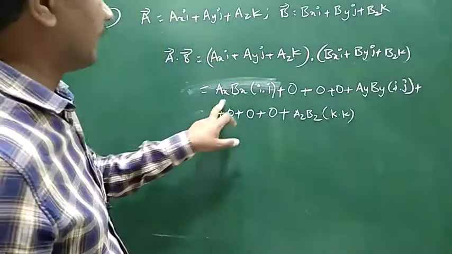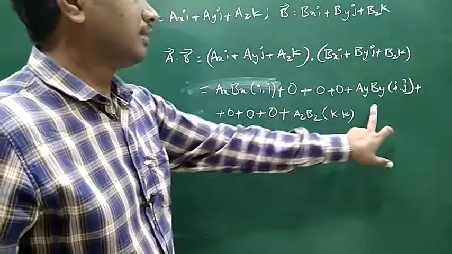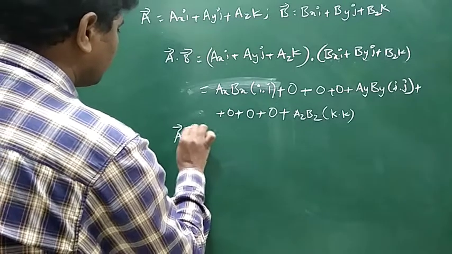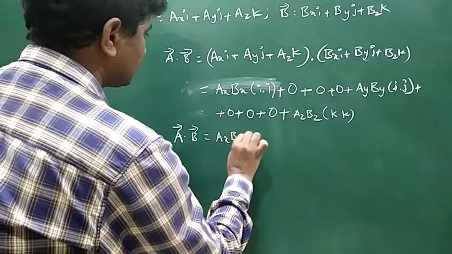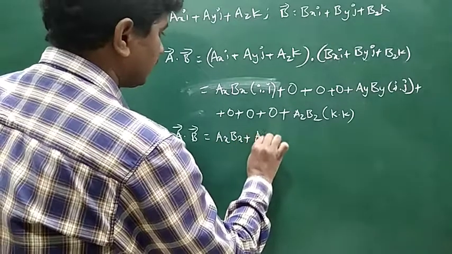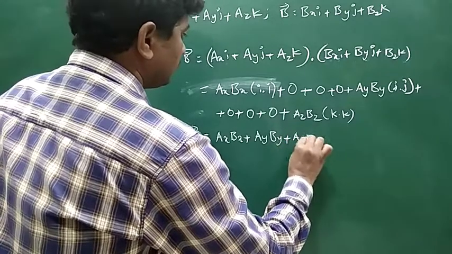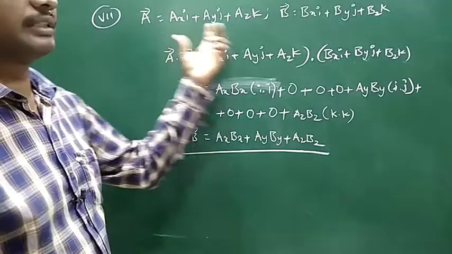Therefore ax bx, i dot i is equal to 1, j dot j is equal to 1, k dot k is equal to 1. Finally the answer: a bar dot b bar equals ax into bx plus ay into by plus az into bz. This is the answer for the dot product of two vectors a bar and b bar.